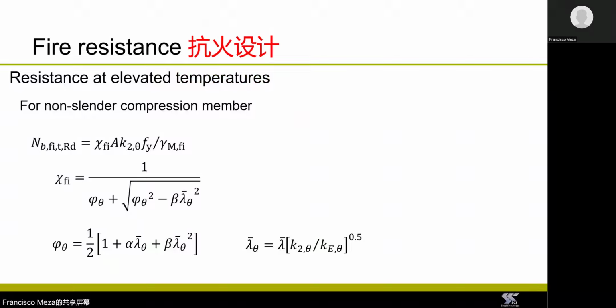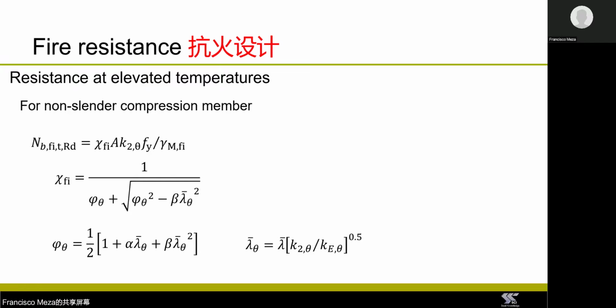So as I mentioned before, the fire verification of a steel member requires the determination of the temperature in the member after a certain fire duration, which I just showed you how to calculate. And then once you know the temperature, you can determine how much resistance the member is able to retain.